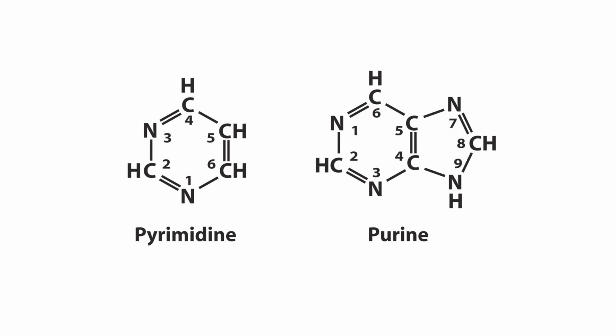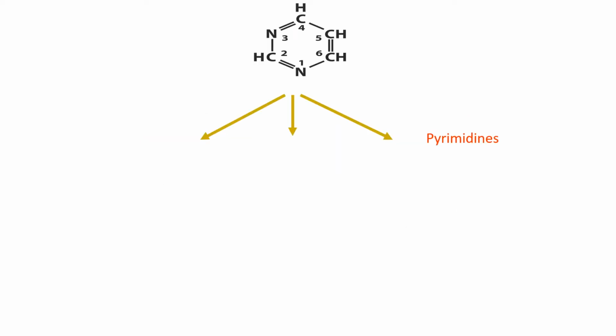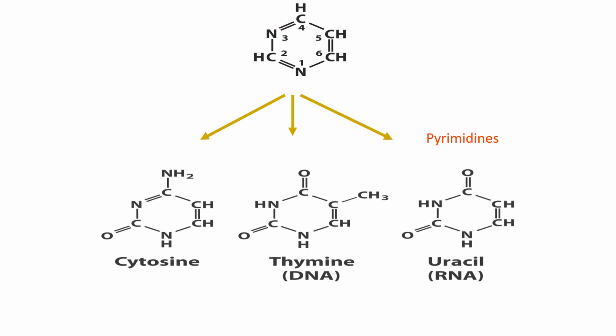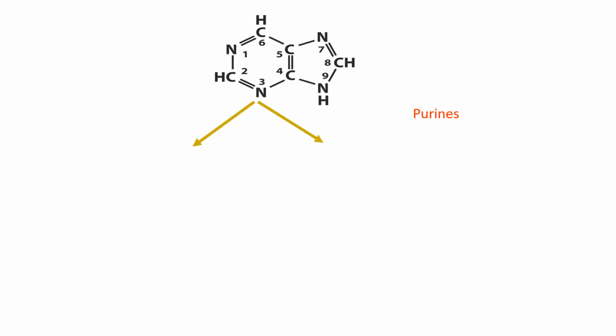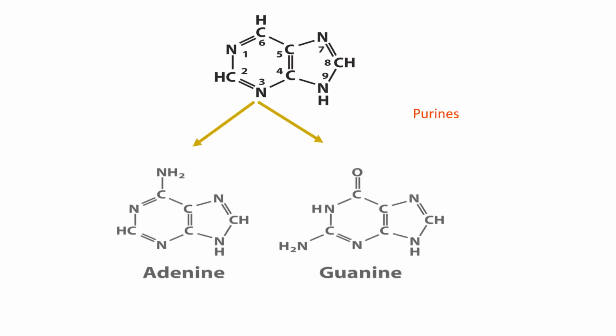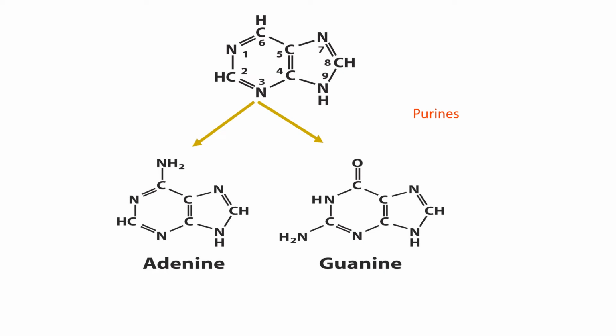So this is the structure of a single-ring compound, pyrimidine, and this is the structure of purine, which is a double-ring compound. You can give the examples of cytosine, thymine, and uracil with the molecular structure. So these are the structures of the purines. Examples are adenine and guanine.